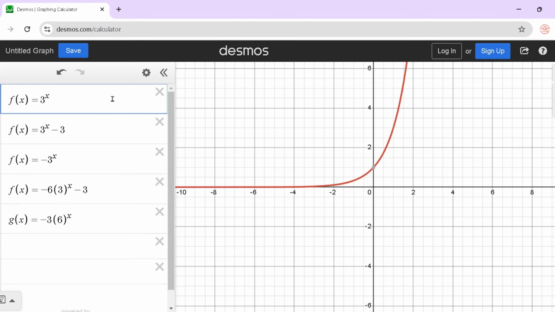Okay, so our first one I have here, I have f of x equals 3 to the power of x. And as you can see over here to the right, we are going to the sky. We're going up, up, up. And to the left, we're going down, down, down. Now here's something to be aware of with Desmos. Do you see how as I'm going down, it's getting smaller and smaller and smaller.